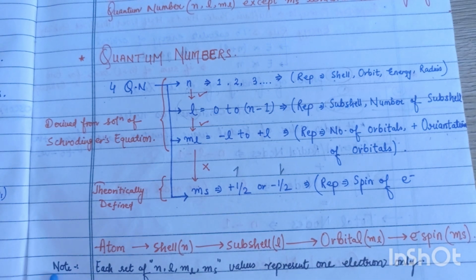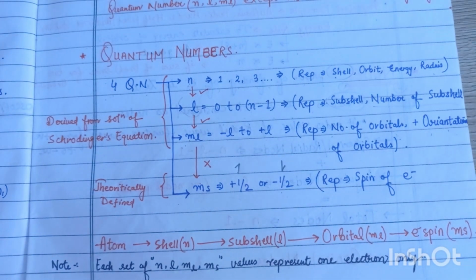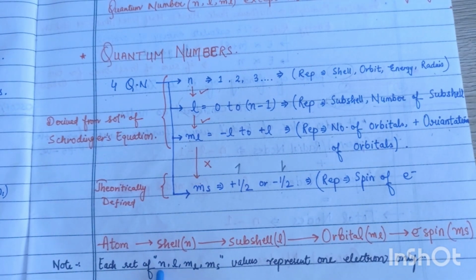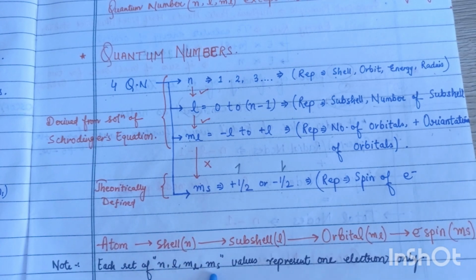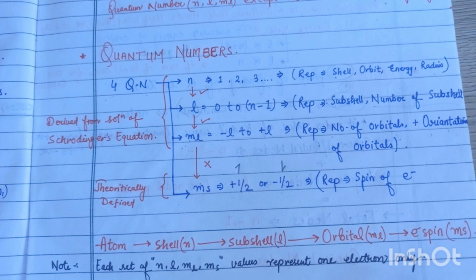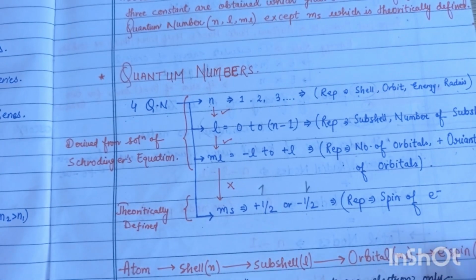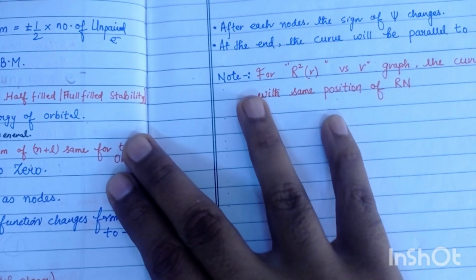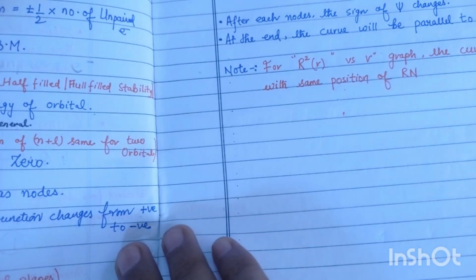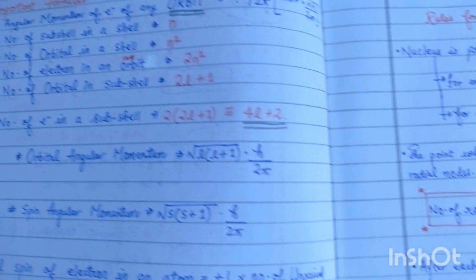One note point, this question is asked in assertion and reason. Each set of principal, azimuthal, magnetic and spin quantum number values represents one electron only. Okay, remember this point. Now I'm not going to discuss everything about the quantum numbers in detail. We will discuss the key concepts through which you can easily solve the numericals and the important questions.